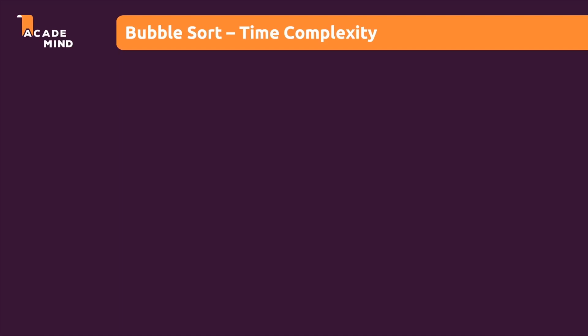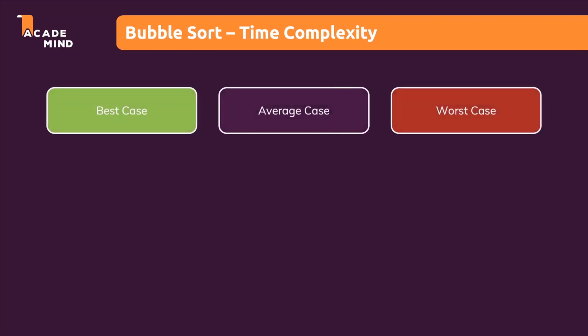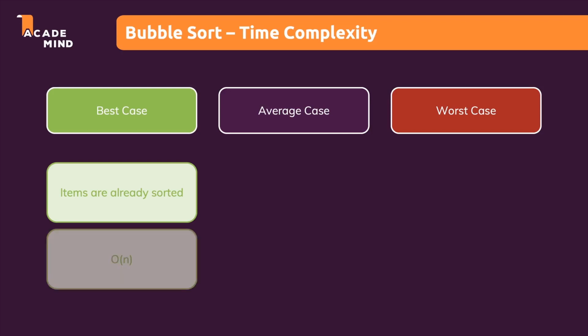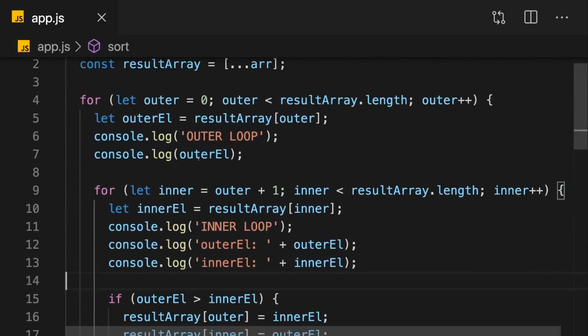Let's analyze the time complexity of the bubble sort algorithm in the best, average, and worst case. Now, the best case is that the items are already sorted. If we have that case, we actually have a time complexity of O(n). So we have linear time complexity. Now, why is that? Well, if we have sorted items, we only have to go through the loops once.